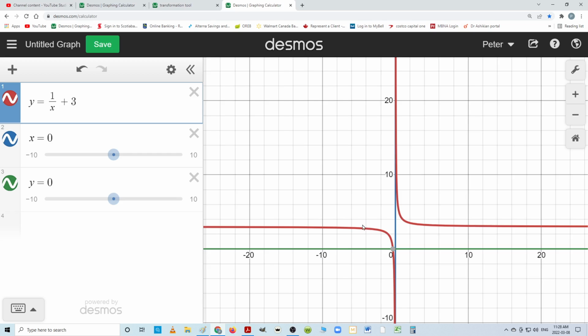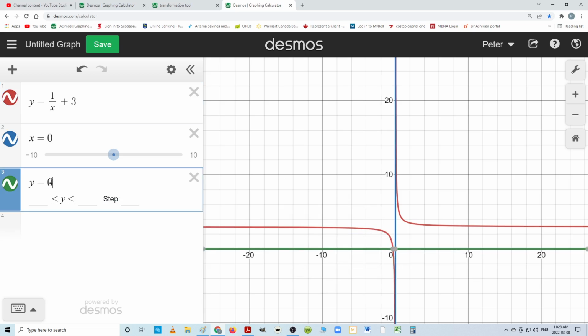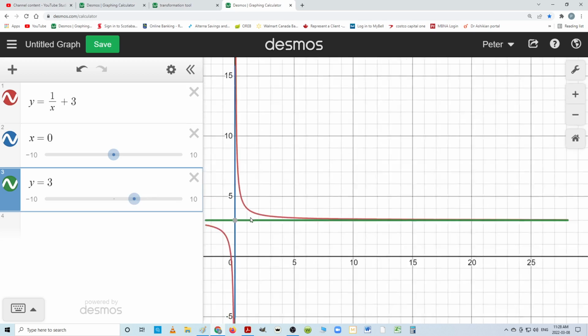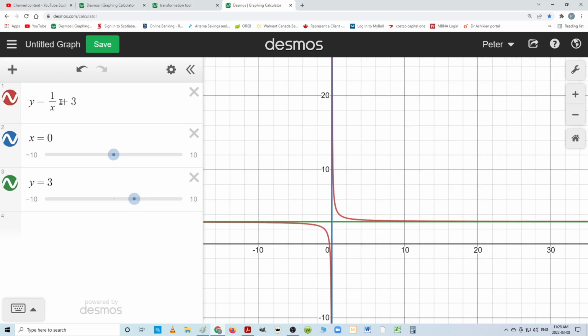Well, sure enough, look, this part of it is cutting through my horizontal asymptote right there. Let's see if the horizontal asymptote moved up by 3 as well. Yeah, it did. And it looks like it's touching, but when you zoom in, there's always a space. So that means the asymptotes move with the translations. So whatever translation to the right your graph has, the asymptote will move over it. But just be careful.